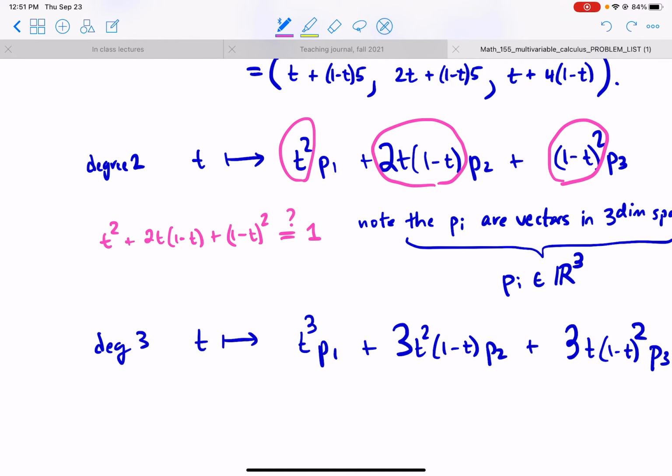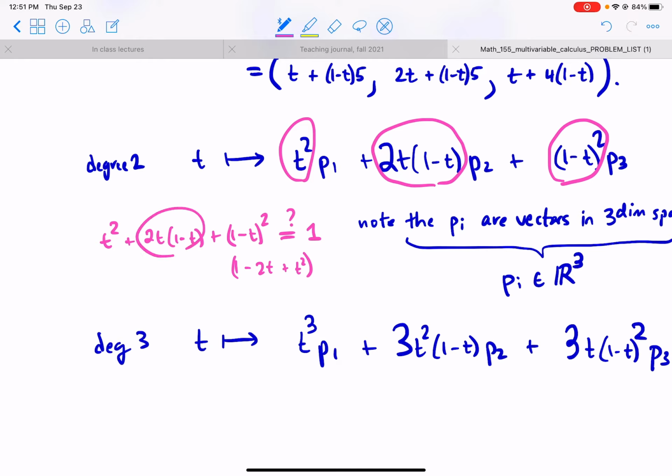First, what's (1 minus t) squared? Well, it's 1 minus 2t plus t squared. This is how I square something that's a plus b or a minus b. FOIL is another word for this.